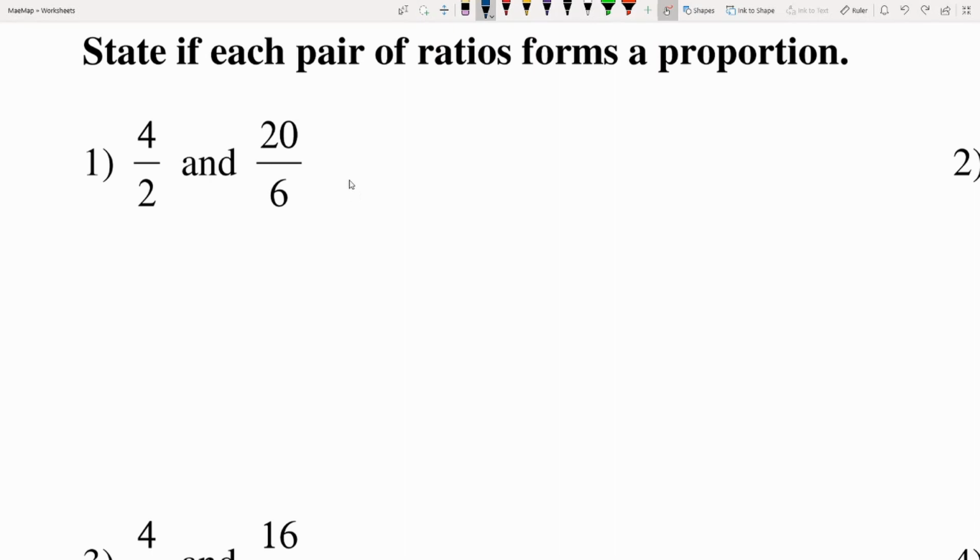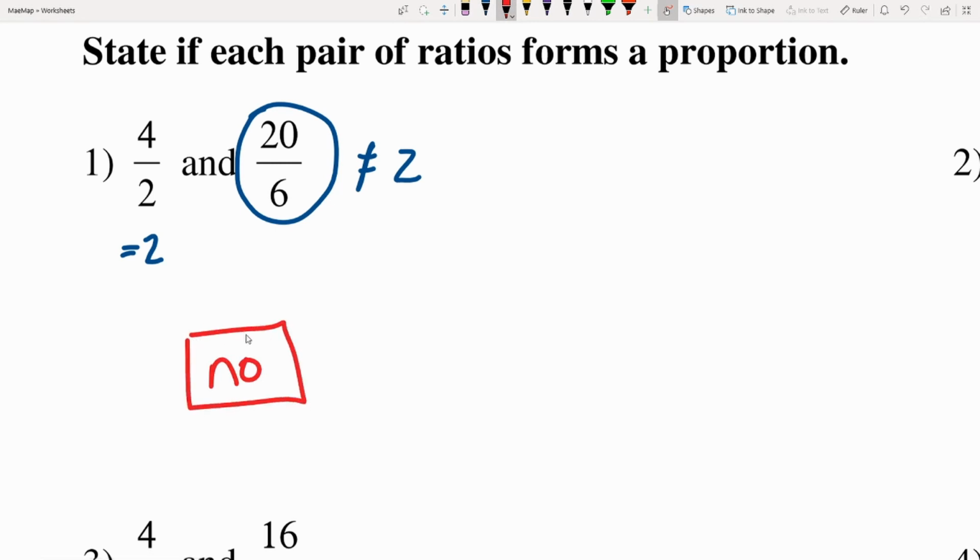But let's think about it this way. 4 over 2, this is a fraction, and it's kind of like saying 4 divided by 2, which is equivalent to 2. So, if these ratios form a proportion, then 20 over 6 should also equal 2. And 20 divided by 6 is not 2. If this was a 12, 12 divided by 6 is 2, but 20 divided by 6 is not. Therefore, no, in number 1, those ratios do not form a proportion.